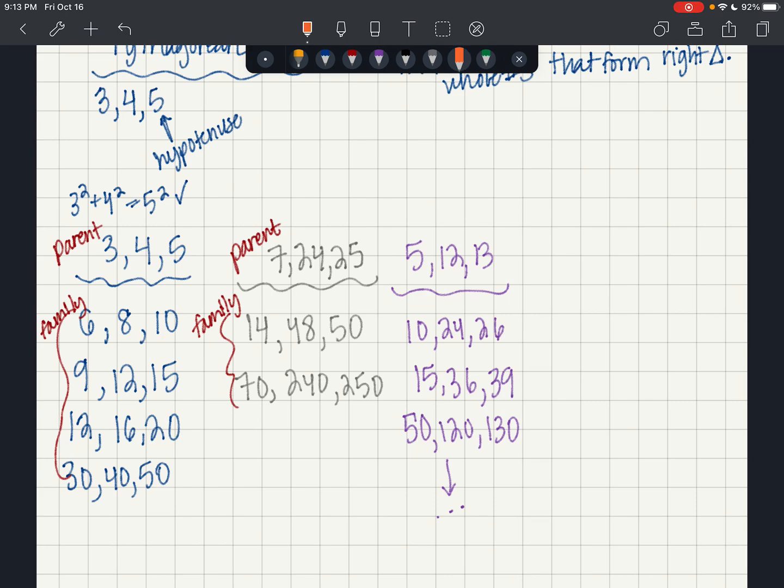Another one that's popular is 8, 15, 17. And you know the drill. You can multiply by 2, multiply by 2, multiply by 2. There's another one that is a good one. 20, 21, 29. That's another good one.